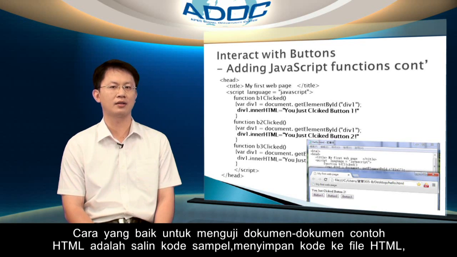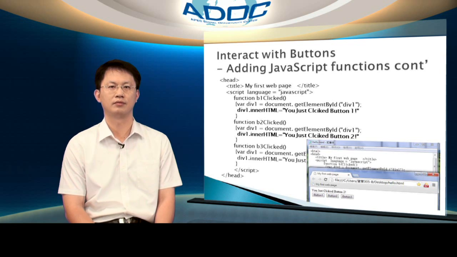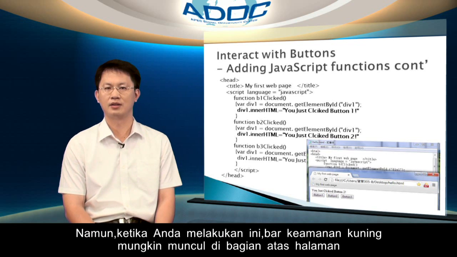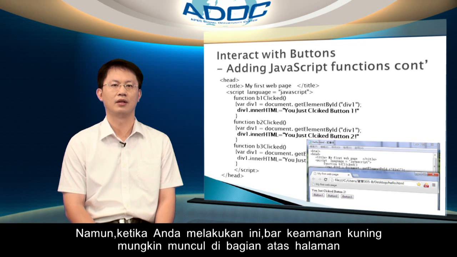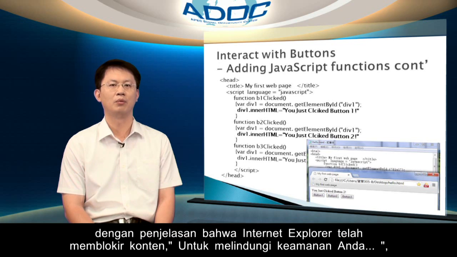A good way to test these example HTML documents is to copy the sample code, save the code to an HTML file, and then open the file in browsers such as Internet Explorer. However, when you do this, a yellow security bar may appear at the top of the page with the explanation that Internet Explorer has blocked content to protect your security.